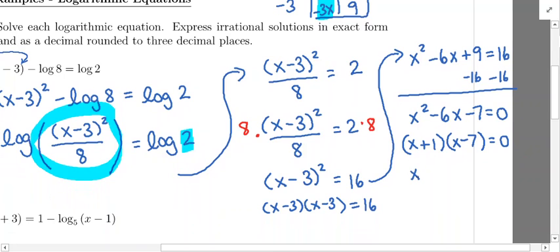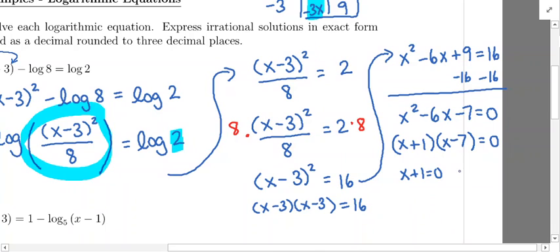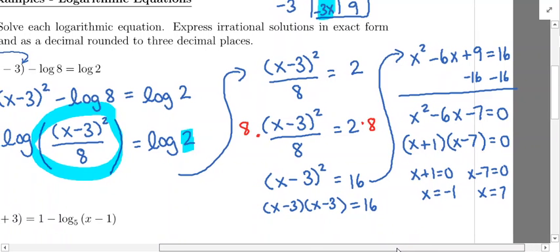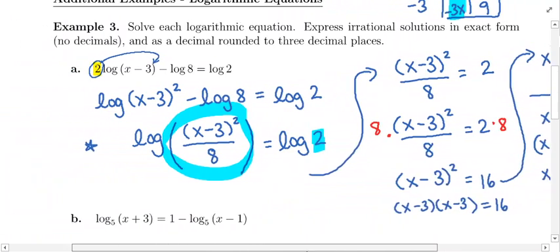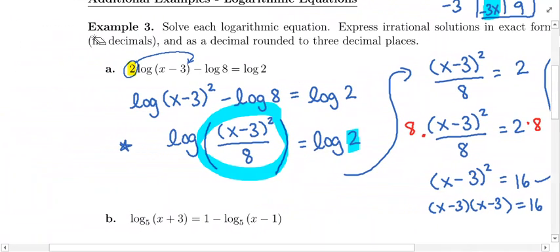So we need to take each factor, set it to 0, and solve. So we're going to get x plus 1 is 0, x minus 7 is 0. So we get two potential solutions, negative 1 and positive 7. They both need to be checked in the original. Let's start with negative 1. I'm going to come over here.